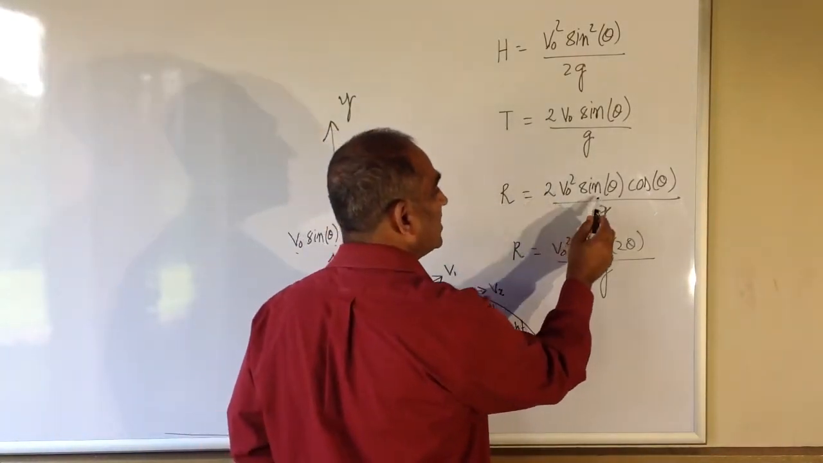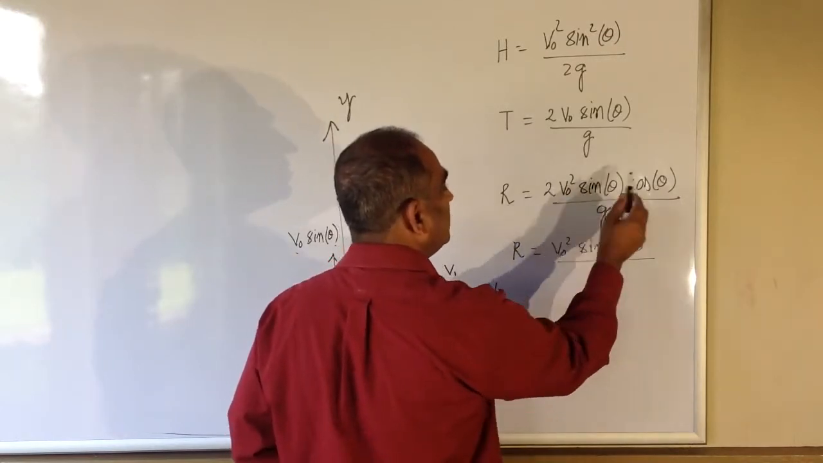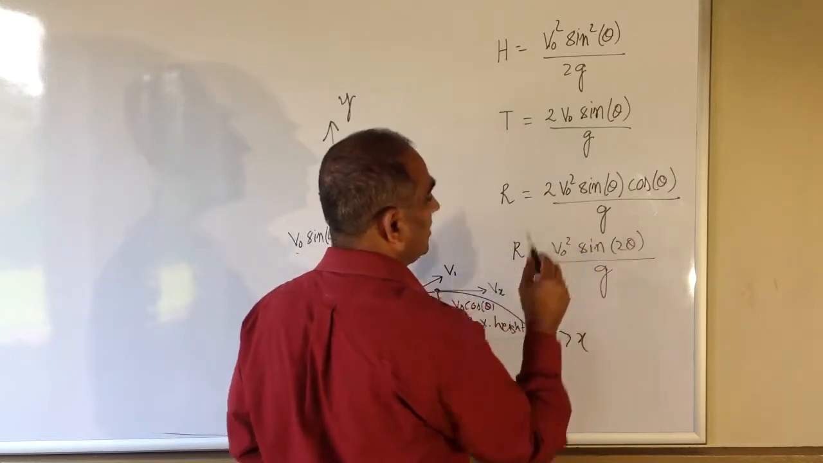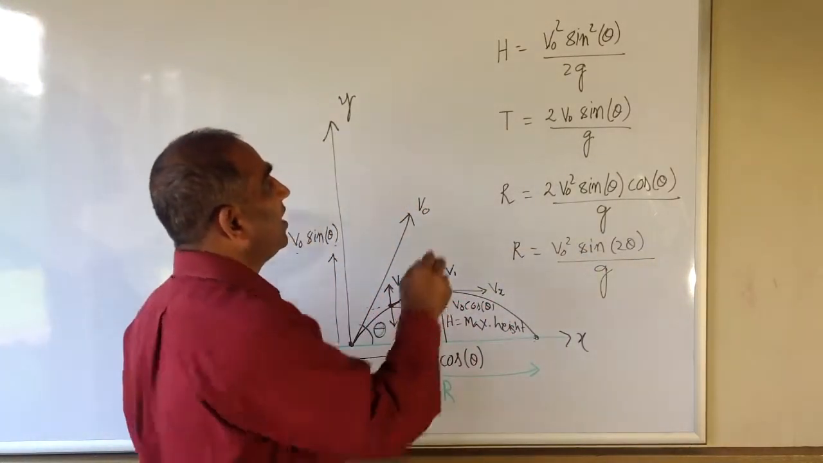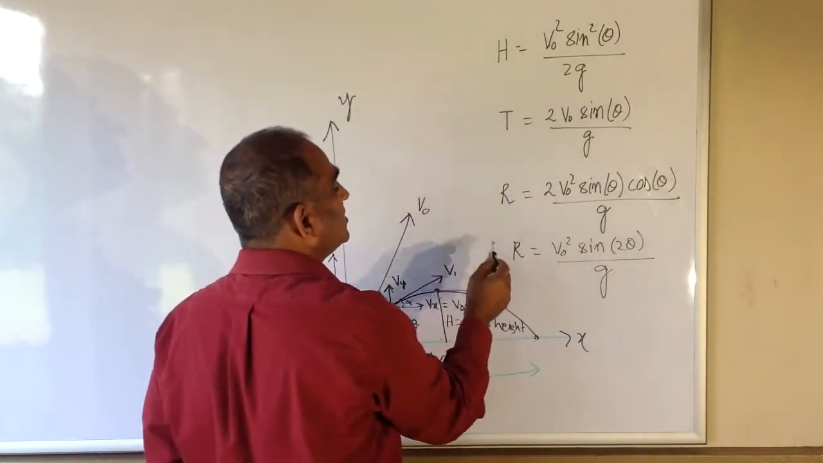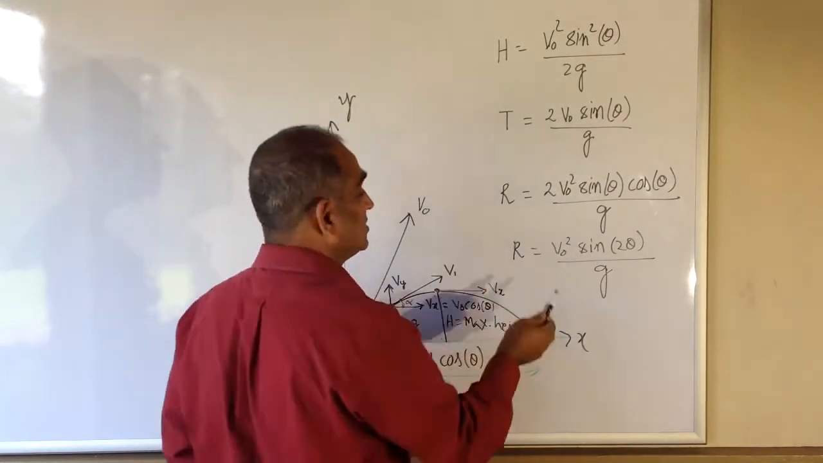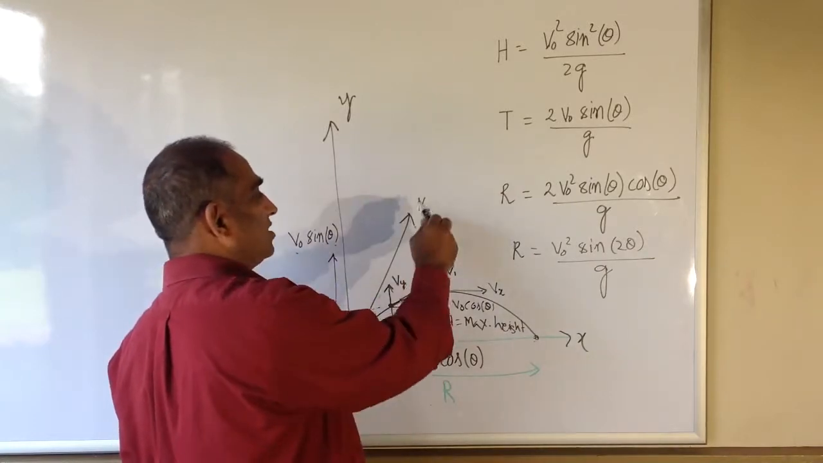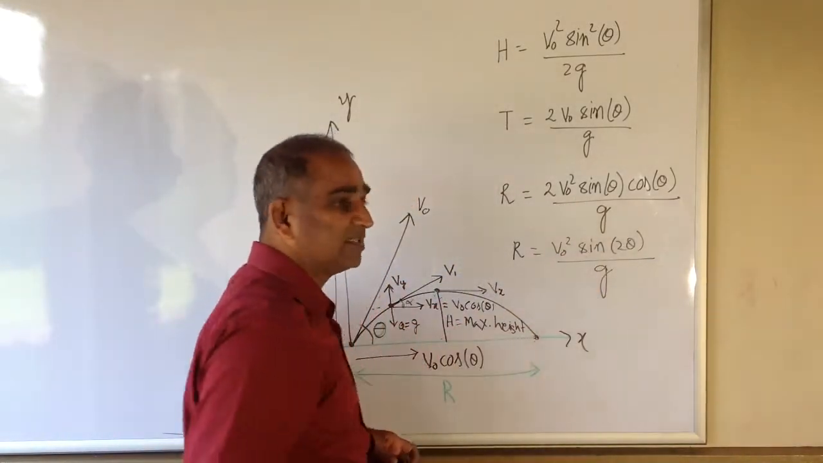Remember, this is 2 times sine theta cosine theta. This simplification in trigonometrical identities becomes sine of 2 theta. So the height, time of flight, and range depend on two quantities: velocity, the initial projection velocity, and the angle of projection theta.